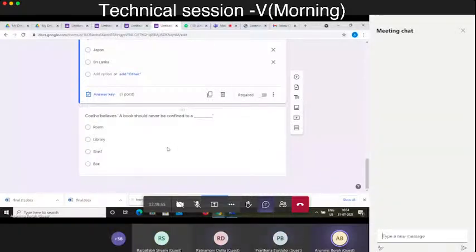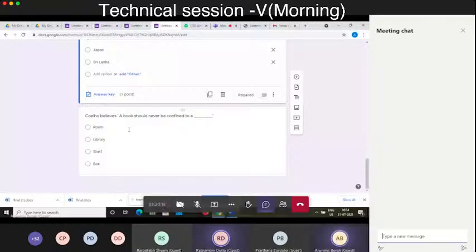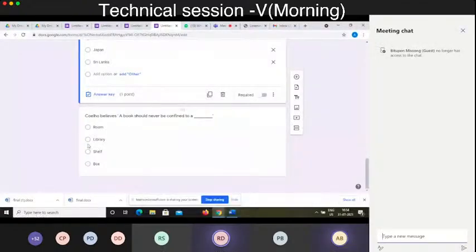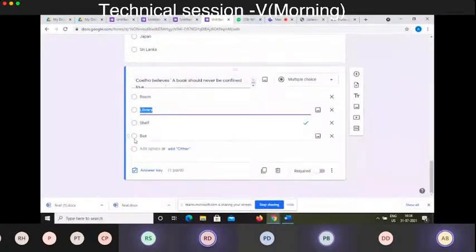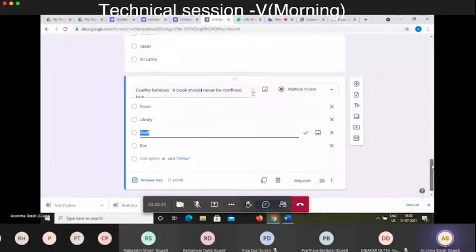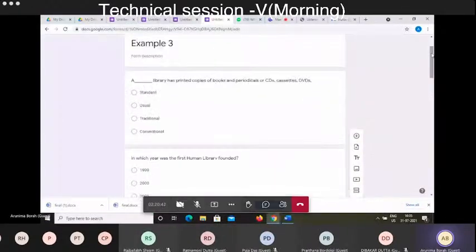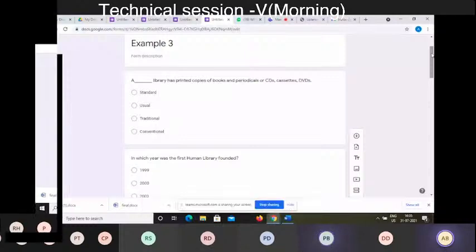Now, this question. Coelho believes a book should never be confined to a desk. Where? Room, library, shelf, or box? Library. Should never be confined to a shelf. Anyway, your answer is correct, and we are very, very happy with your performance. Your improvement is very noticeable from the first to the third. This is the fourth. Doing very well. Now only one more example left.